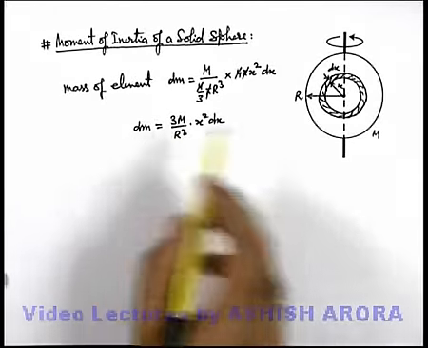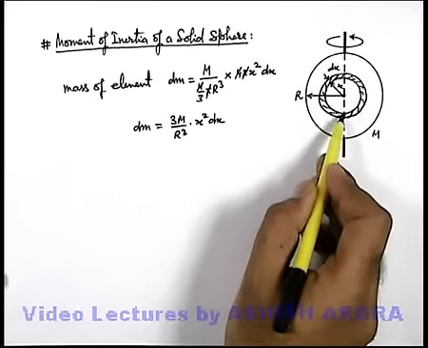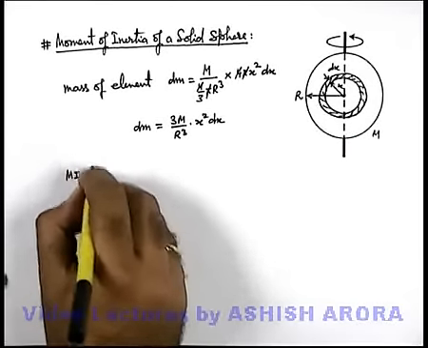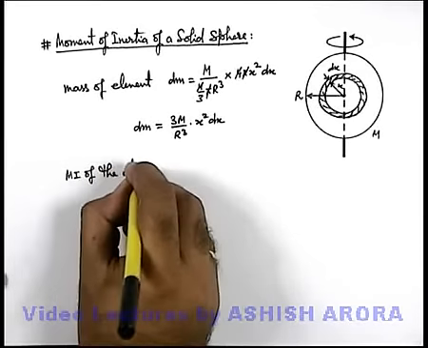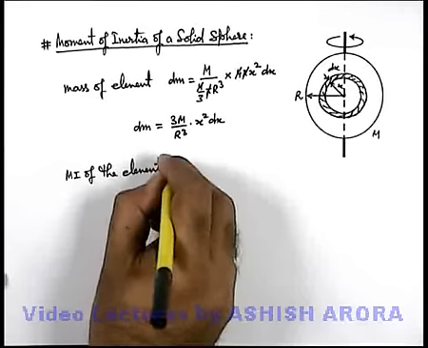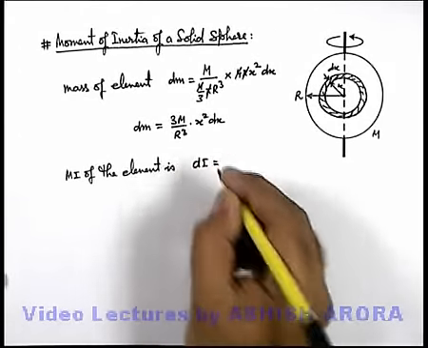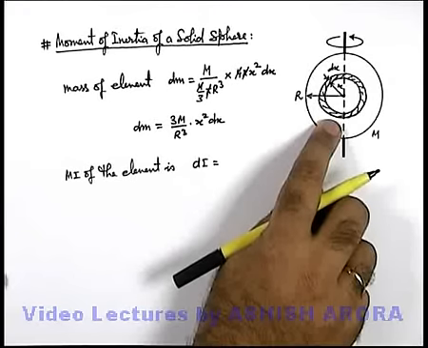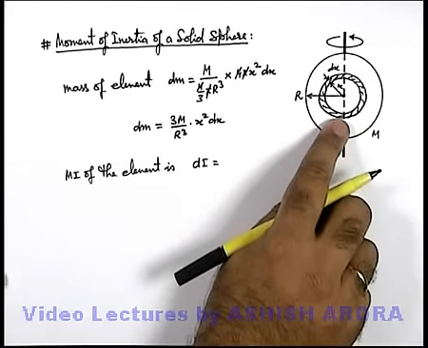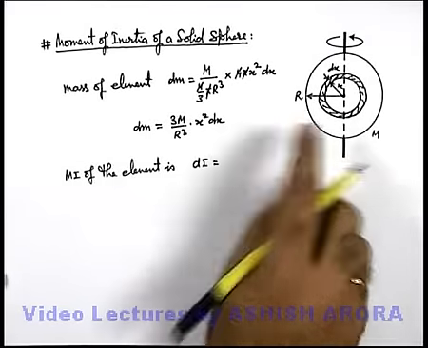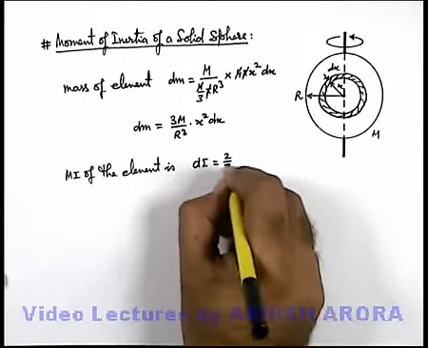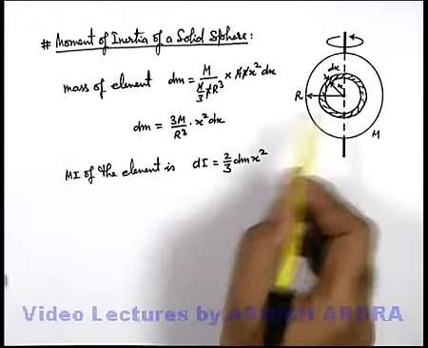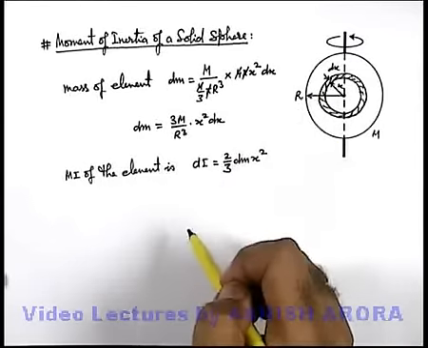If this is the elemental mass dm, which is that of a hollow spherical shell of radius x, we can find out the moment of inertia of the element, this dI. We already calculated in the previous article that for a hollow spherical shell, the moment of inertia can be written as 2 by 3 mr square. So in this situation, this dI will be 2 by 3 dm x square, because the mass of this elemental shell is dm and the radius is x.